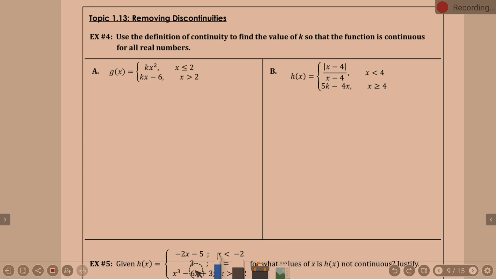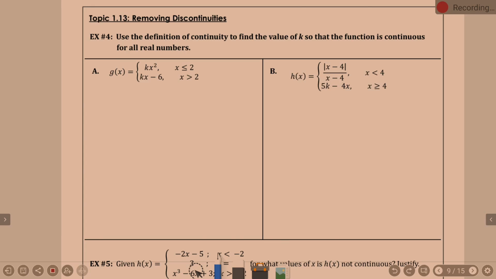There could be a jump if we're not careful. So what do we have to make sure that these graphs do? We have to make sure that they connect. How are we going to get these to connect? We need the limit from the left to equal the limit from the right. So what we're going to do here is find each of these limits and then essentially set them equal to each other.